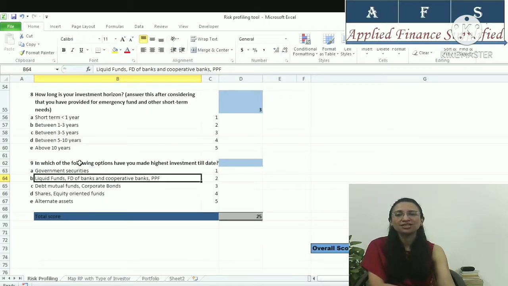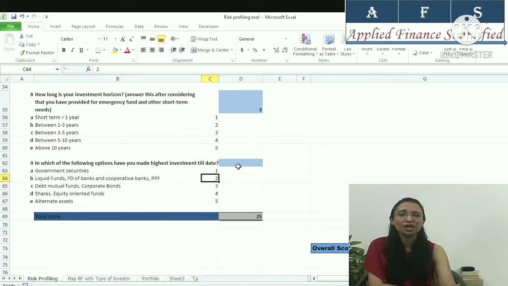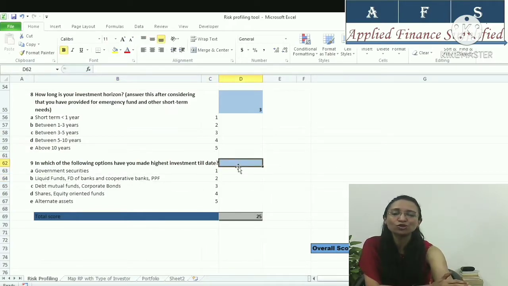The next question talks about in which of the following options you have made highest investment till date. Now here the question asks about what kind of investments you have made till date. So in our case, Mr. Raj has made primarily investments in bank FDRs and corporate bonds. So primarily because he is a conservative investor, he invests in bank FDR. So we need to score him 2. Based on your investment portfolio, you need to select the appropriate answer and select the appropriate points for yourself.